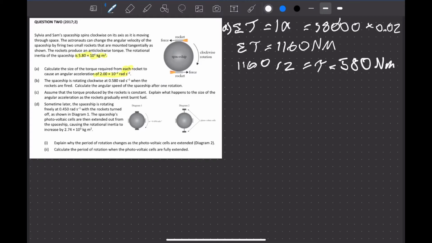Part B of the question, the spaceship is rotating clockwise at 0.580 rads per second when the rockets are fired. Calculate the angular speed of the spaceship after one rotation. Okay, so for B, we're looking here and they want us to calculate the angular velocity. They've told us the initial rotation, and we've calculated the angular acceleration, or use the angular acceleration, sorry, in our previous question.